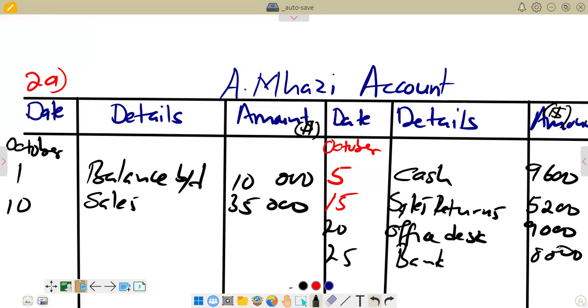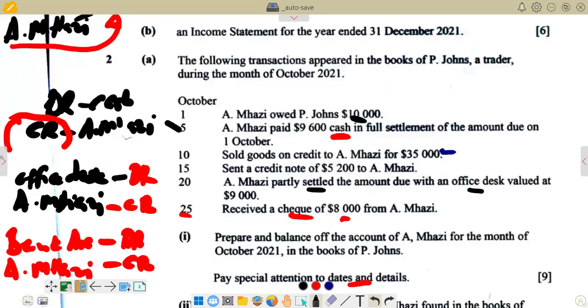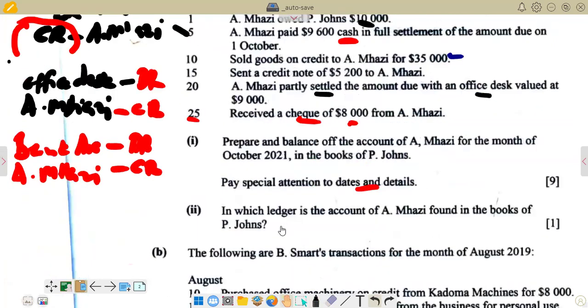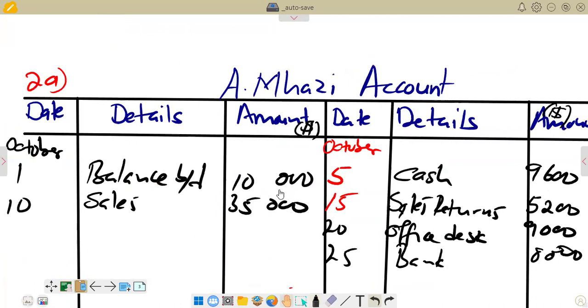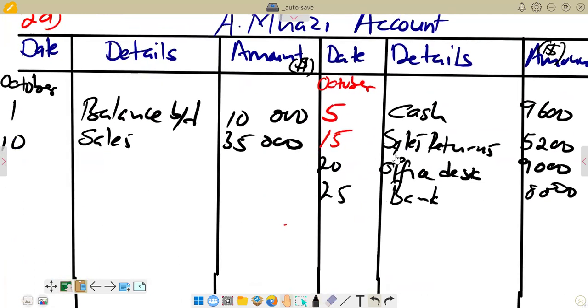Then obviously now we can balance our account. If you go back to the question, it's clearly emphasizing the issue of balancing. The question says prepare and balance off the account of AIMAS. So you have to balance it off. We know the steps of balancing. We add the total of the debit and total of the credit, and then the bigger side will come in between the double lines, and then the difference will go to the side we have the smaller total.